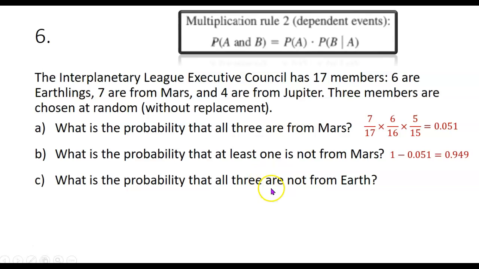What's the probability that all 3 are not from Earth? So this is another one of those "all 3" questions. The first one's not from Earth, and the second one's not from Earth, and the third one's not from Earth. So we've got to multiply together. What's the probability of the first one not being from Earth? Well, how many ways could that happen?